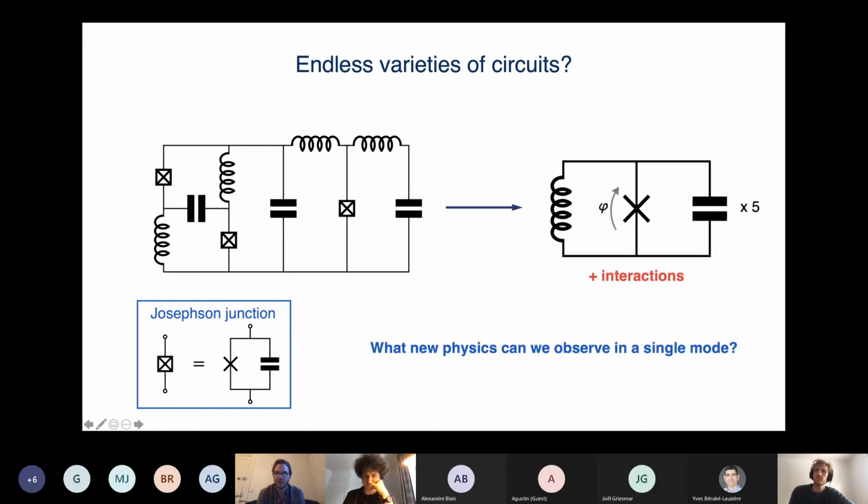Actually, our interest in this experiment is just to try to answer the question of what physics remains to be explored with just this single mode or single degree of freedom circuit.